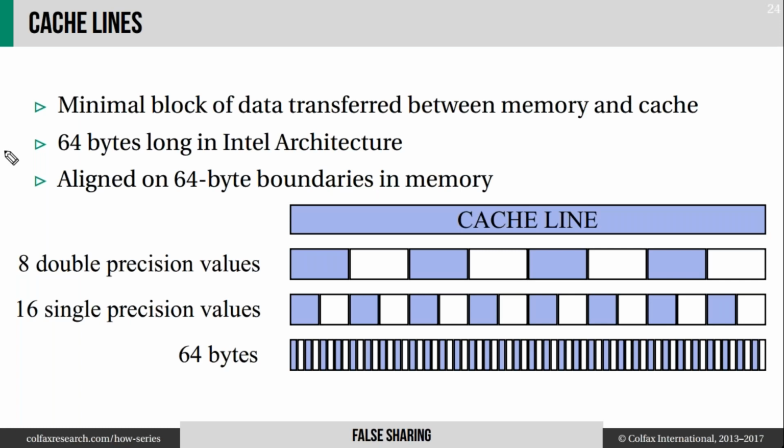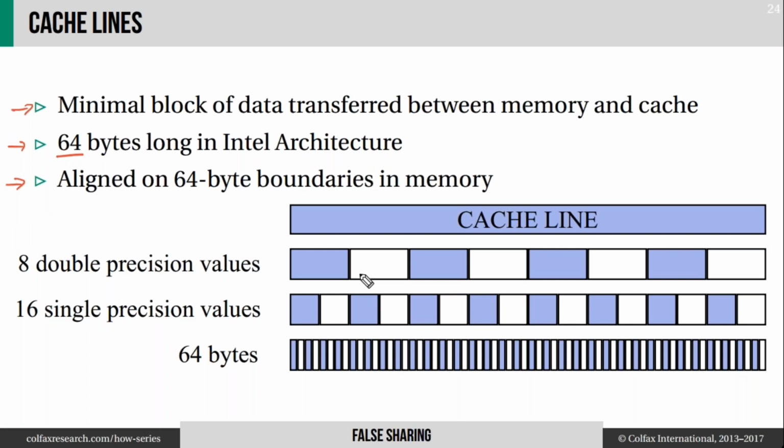To understand false sharing, first you need to understand cache lines. Cache lines are minimal blocks of data that can be transferred between memory and caches. In Intel architecture, cache lines are exactly 64 bytes long, and it's not just an arbitrary 64 bytes. It is a block of 64 bytes aligned on a 64-byte boundary in memory.